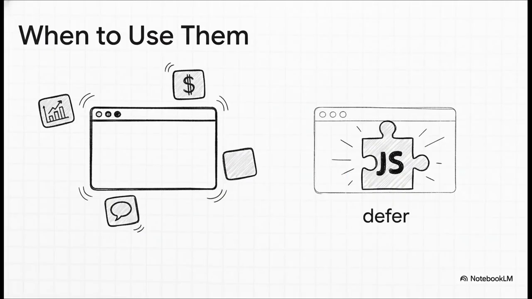Well, it's pretty clear-cut. Use async for those standalone, third-party scripts that don't really depend on anything else. Think analytics, ads, that sort of thing. But for your main application bundle, your big React or Vue app that absolutely needs the DOM to be ready before it can do anything, defer is almost always the right choice. It guarantees the execution order and prevents a ton of potential errors.